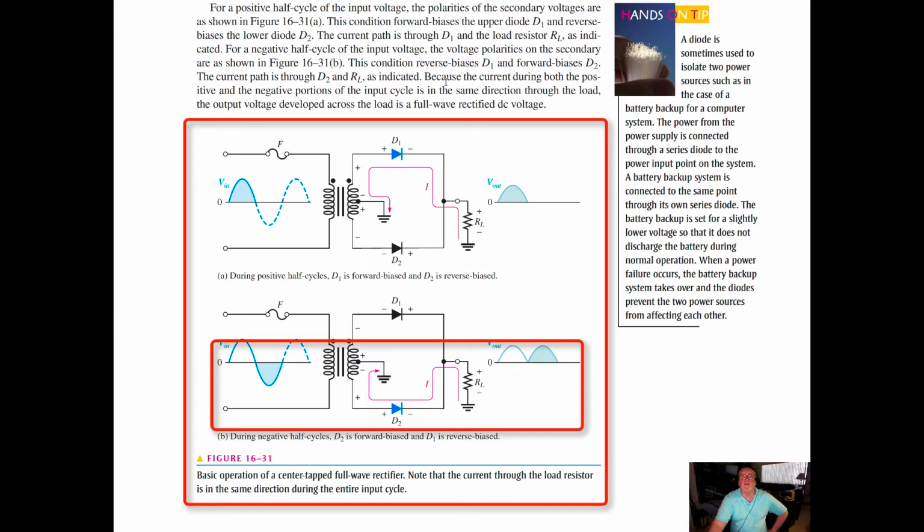Because the current during both the positive and the negative portions of the input cycle is in the same direction through the load, the output voltage developed across the load is a full wave rectified DC voltage. So you can see we get a positive pulse every time.